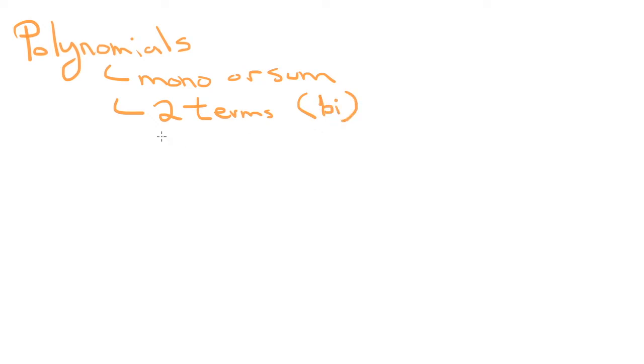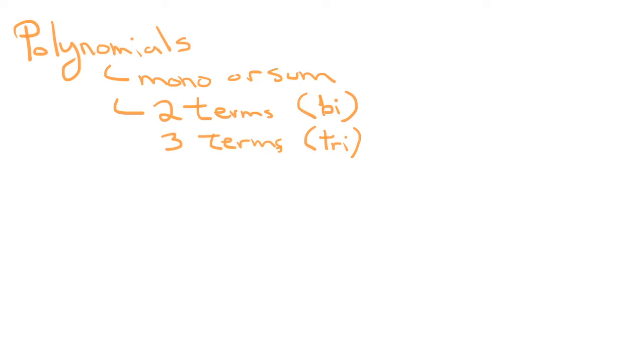And if it has three terms, you guessed it, we call it a trinomial. Tri meaning three. Always think of tricycles, three wheels. And there you go. Okay.